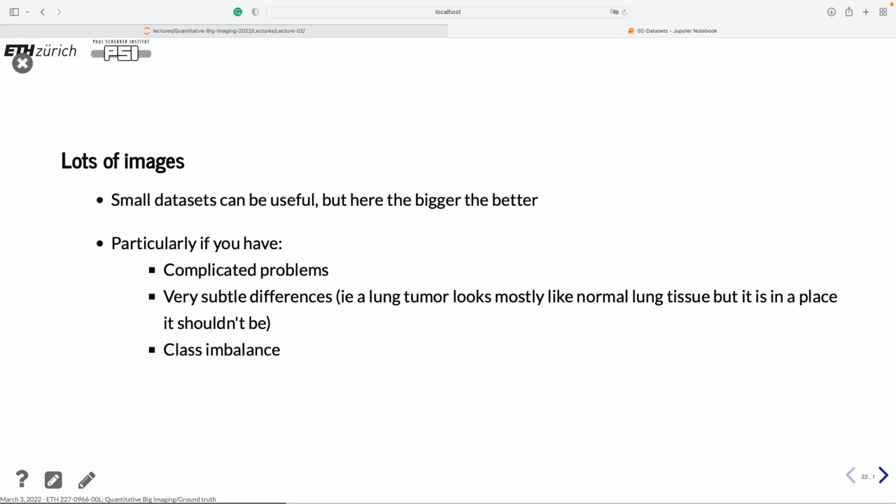So, in principle, for small data sets, of course, take what you have. But if you can get more data, it's usually better. And if you have really complicated problems, then you need to really make sure that the data reflects this in a good way. It could also be that you're looking for very, very subtle changes within the grey levels that say, this is good, this is bad.